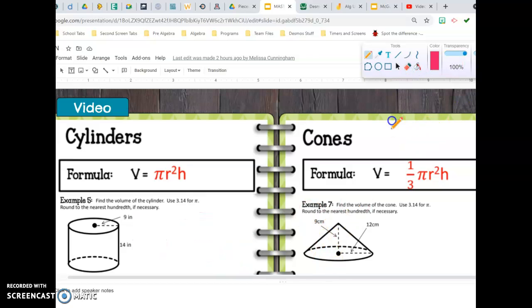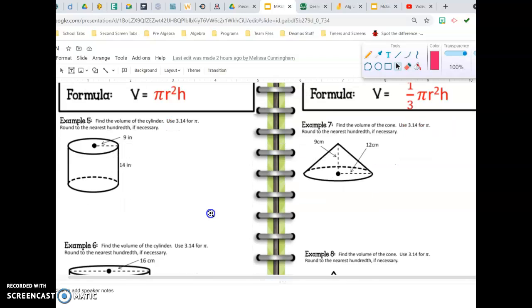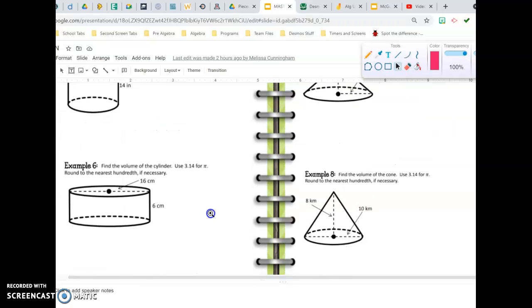Okay, taking a look at the next example at the bottom of the left side. Example 6, we have another cylinder, but this time it's set up a little bit differently. So let's take a look here. We still have our volume formula, pi r squared times the height. But in this case, 16 is recognized here with this dashed line all the way across. So this is the diameter.